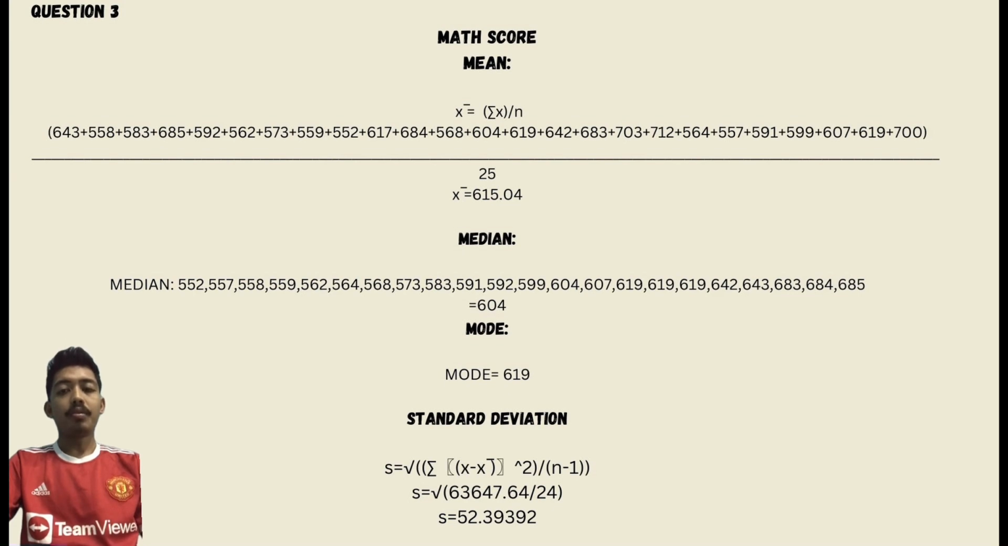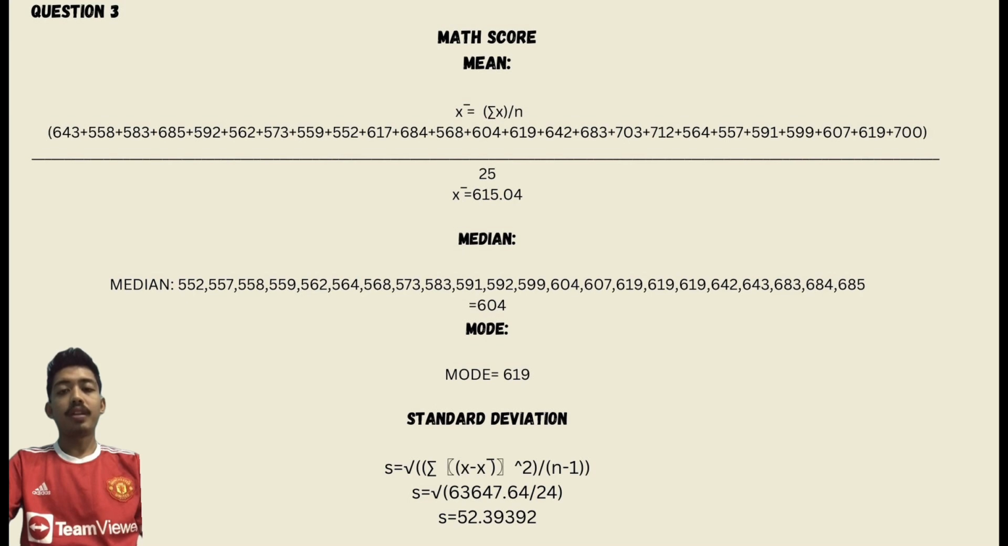For the mean, we need to add all the data that has been given and divide it by 25. So the answer for the mean of the mathematics score is 615.04. Next, the median is the center point of the data. So the median is 604. Next, the mode is how often a number appears. So the mode for the data is 619.